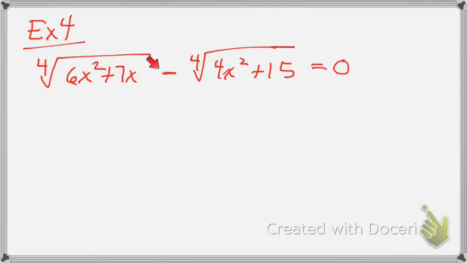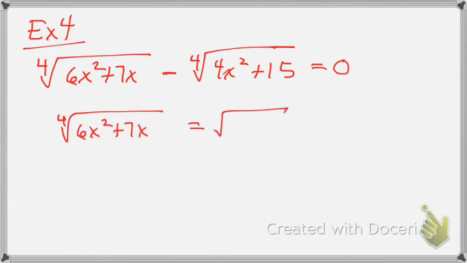You don't want to take this crazy thing to the fourth power with a parentheses around it, because that means some crazy stuff. Right? If you take 2 plus x to the fourth power, that's not just 2 to the fourth and x to the fourth, right? That's 2 plus x times 2 plus x times 2 plus x times 2 plus x. And that's not fun when you've got something that crazy. So let's get our roots isolated to both sides. 6x squared plus 7x is equal to the fourth root of 4x squared plus 15.